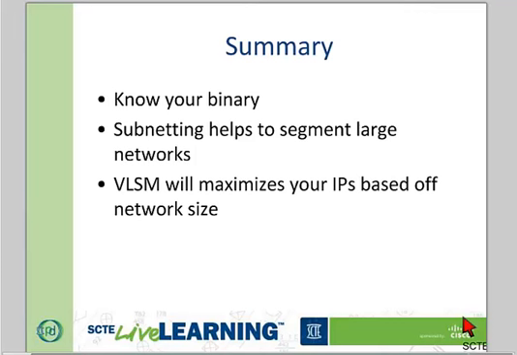And then VLSM is going to maximize the subnetting. Subnetting came out first, and VLSM says, I can maximize this. I'm not going to waste any IPs, because I'm going to give everybody a slice that is as close as possible to the block size they need. And then IPv6 is coming fast, whether you like it or not.